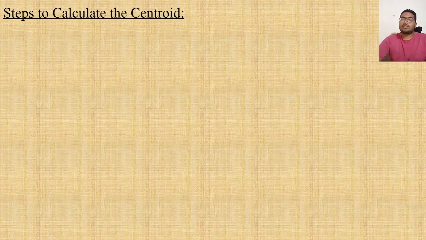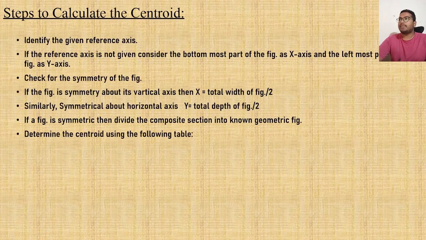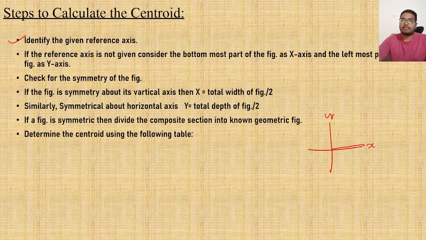So, what are the steps to calculate centroid? First, identify the given reference axis. What is the reference axis given? It may be either the x-axis like this or the y-axis. There will be some figure, so just identify which is the axis first. And then, if the reference axis is not given, consider the bottommost part of the figure as an axis.